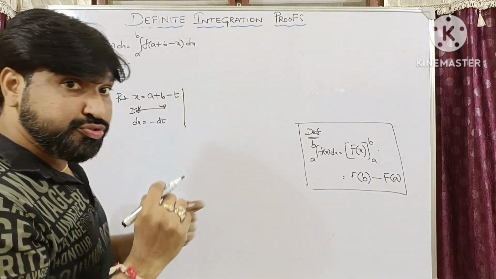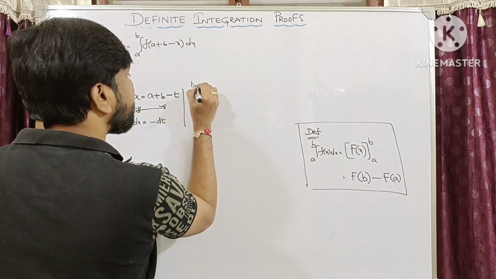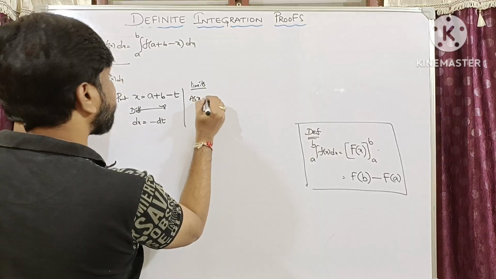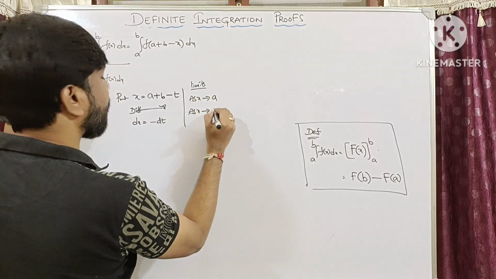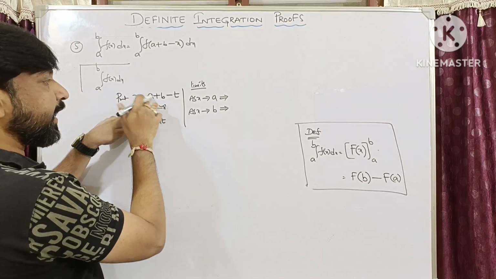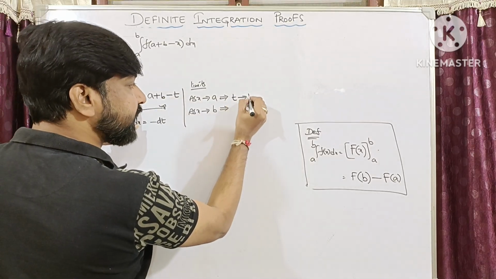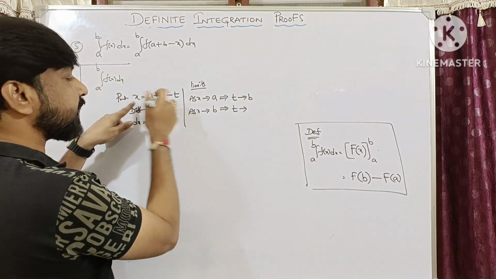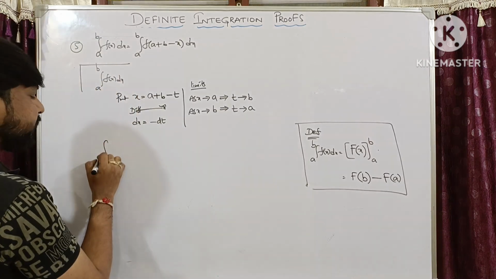Whenever you are taking a substitution, you must change the limits. So what are the limits here? As x tends to the lower limit, what is it? a. As x tends to the upper limit, what is it? b. The a will change, the b will change. As x tends to a, the a gets cancelled, t equals b, meaning t tends to b. As x tends to b, the b gets cancelled, t tends to a. Very simple. Let us take the left hand side.